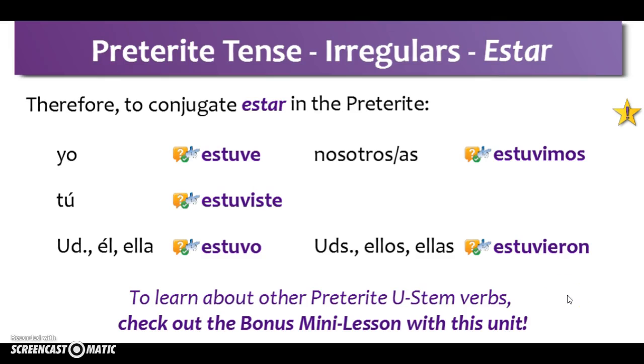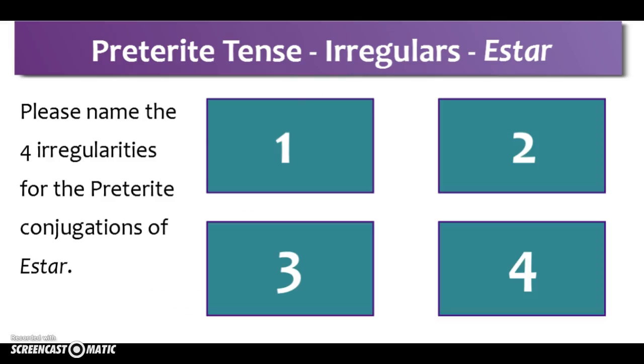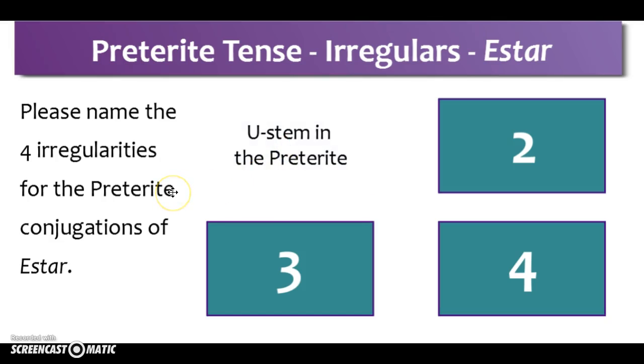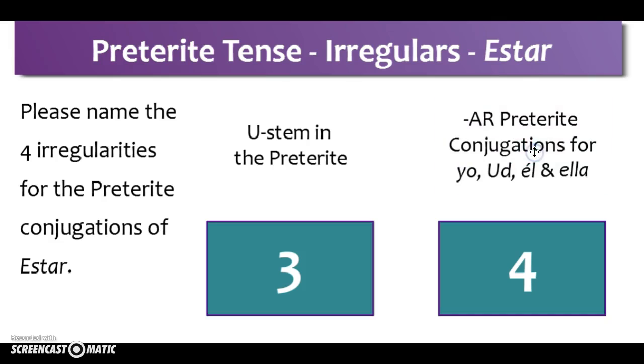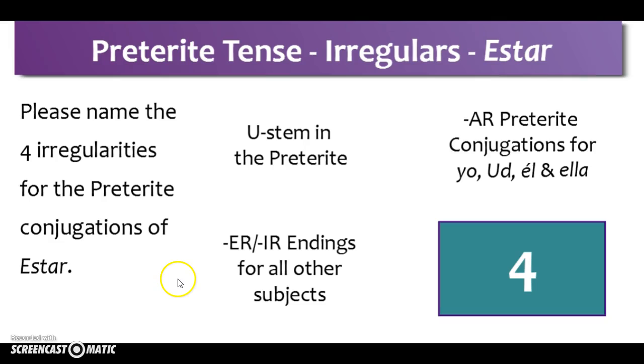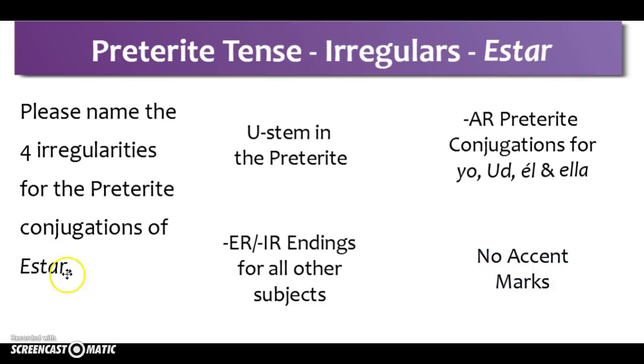As I said, this is one of a few U-stem preterite tense verbs. If you'd like to learn about other U-stem verbs, check out the bonus lesson in this unit on that topic. Break it down. What are the 4 irregularities? The U stem, definitely. For yo, usted, él, and ella, we follow the AR preterite conjugations. For all other subjects, we follow the ER and IR preterite endings. And no accent marks.